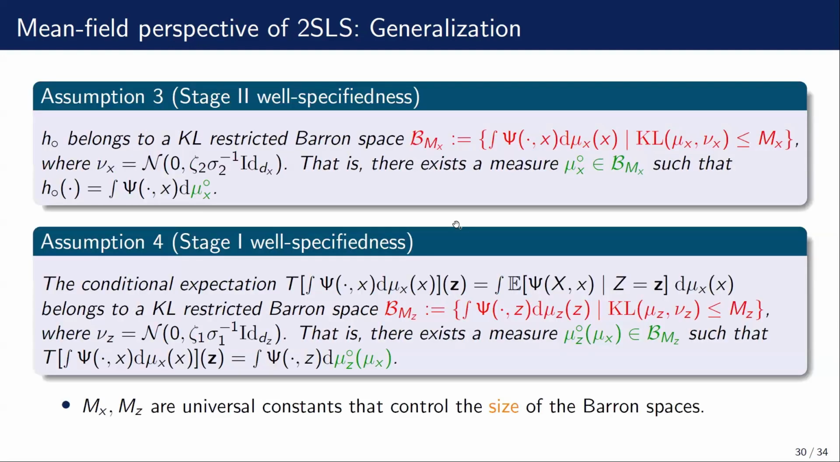Okay? And then we make assumptions on the well-specifiedness of the problem. So first we make an assumption on H circle. We say that H circle can be expressed as a mean field neural network. So this is like a well-specified condition. We say that our target variable lies in the hypothesis space we're considering. And assumption 4 is similar. It says that the conditional expectation operator T, after acting on a mean field neural network, lies in another mean field neural network. Yeah, these are well-specified conditions.